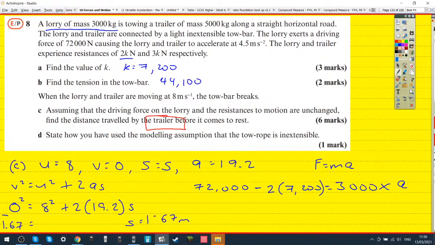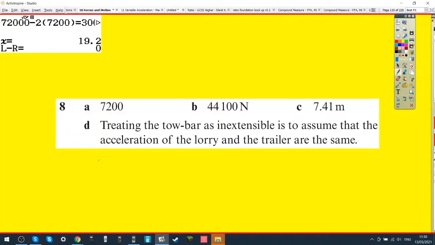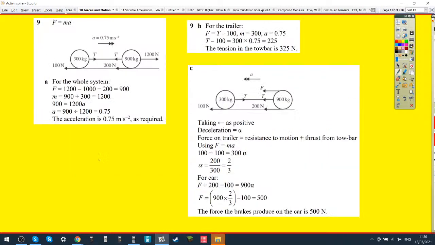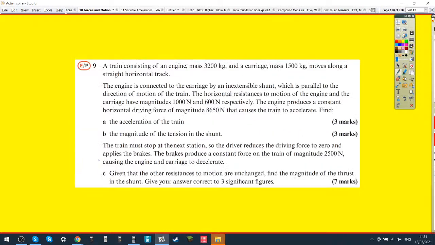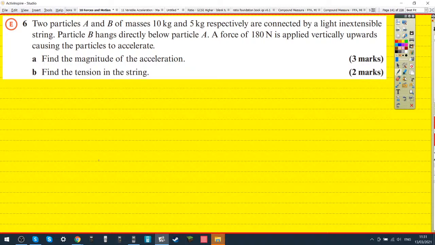Yeah, you know what? You have the method right. It would just be the same Suvat working out, but for this one it would just be minus 3k equals 5000. Okay, you know what we're doing. Very similar. Acceleration, tension. The brakes produce the force, magnitude of the tension. Equal and opposite reaction. Okay.